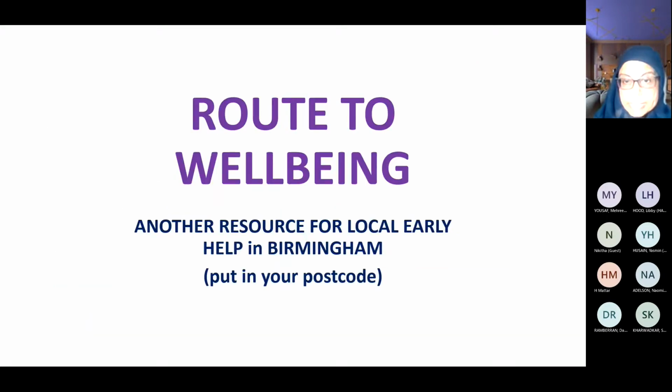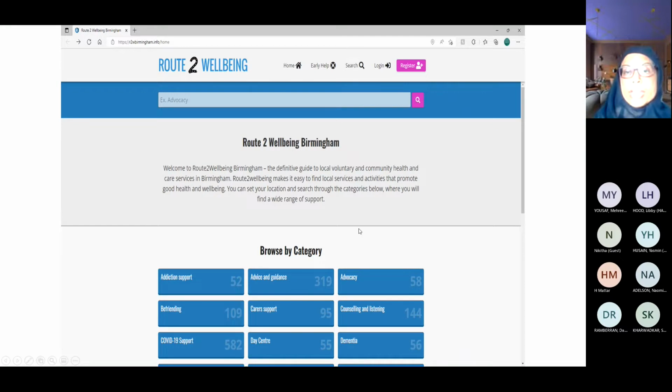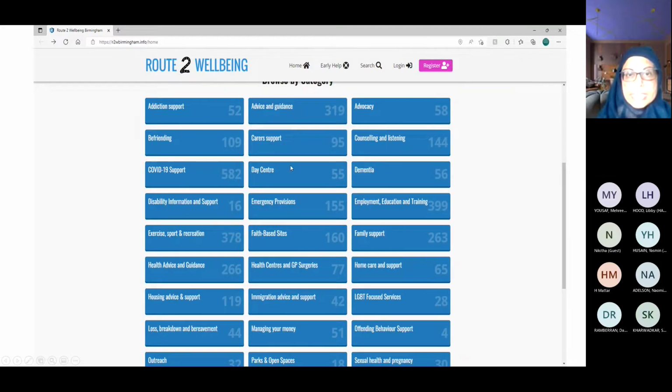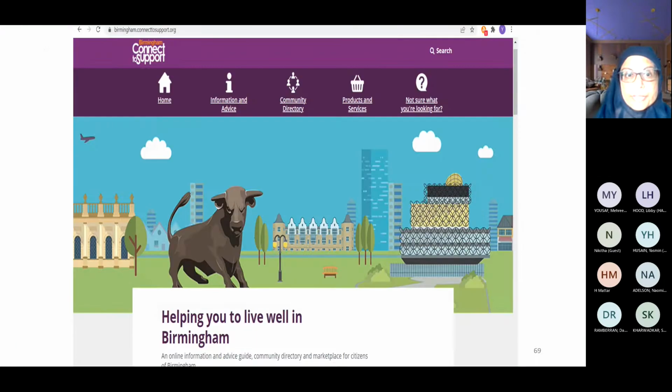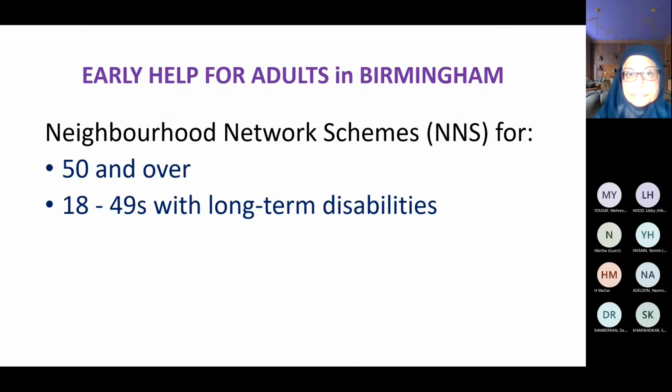So the route to wellbeing is another resource. There's an overlap with the waiting room, but the advantage of it is you can put your postcode in and it will bring up all the services that are local to where you live. And again, loads of tabs. Look at all these categories, more categories, day centres, managing your money, and even youth activities, etc. So you can start using that for your patients, and you can encourage them to use it as well. And then we've got the Birmingham Connect to Support, full of services as well, and patients can self-refer themselves to physio, to OT through this website.